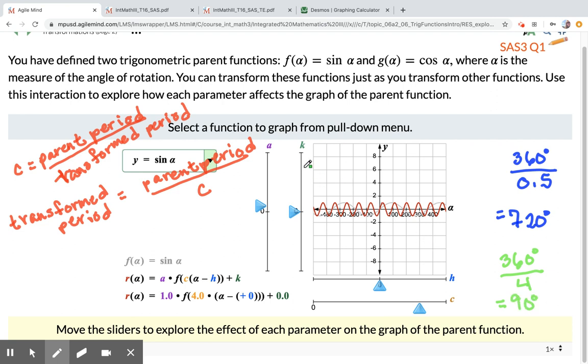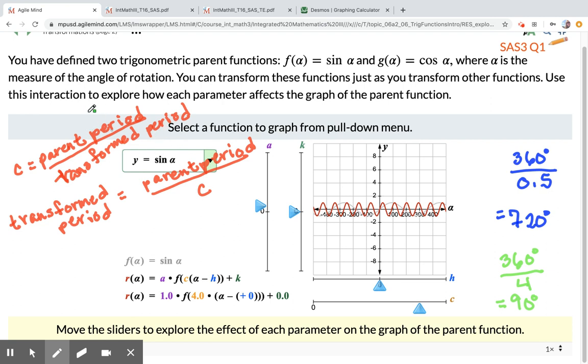So when my C is 4, I have a period of only 90 degrees. And you can see every 90 degrees, my wave repeats itself. So C affects the period of your wave, and it's doing the opposite of what you think it should. The bigger C is, the smaller the period becomes, and the smaller C gets, the bigger the period becomes. And it's because of that inverse relationship.